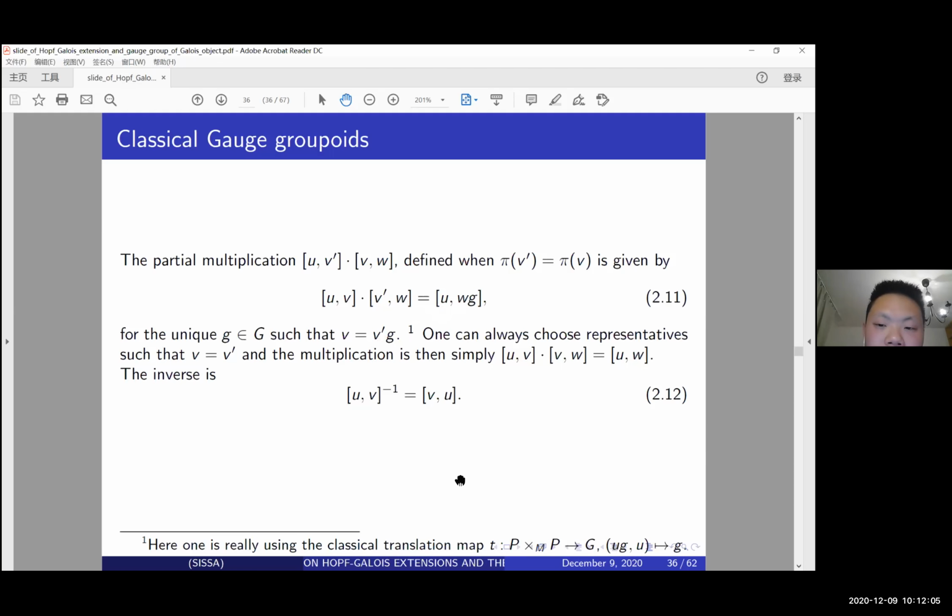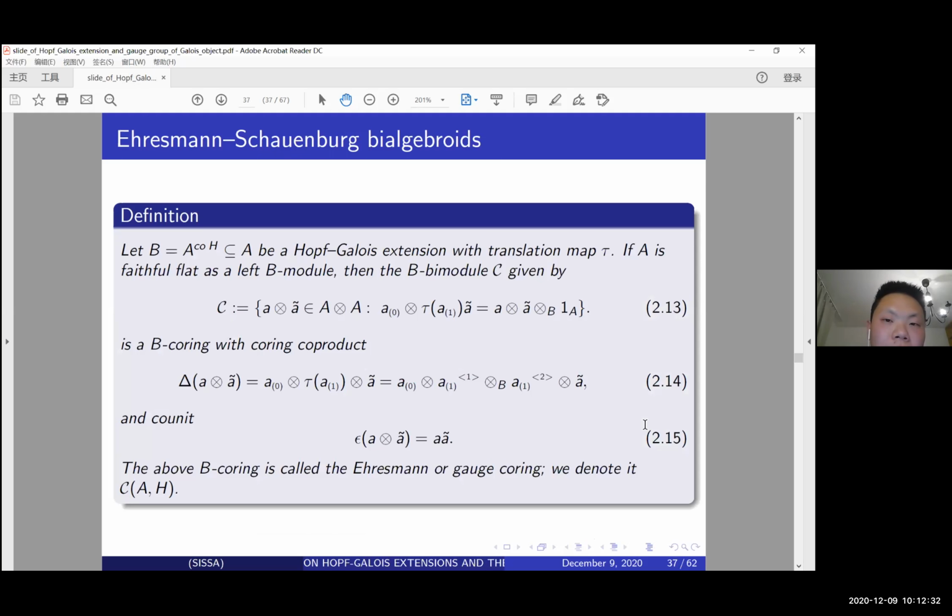Okay, so one can also choose a representative to make V and V' be the same. And in this case, the multiplication can be simply written as (U, V) times (V, W) equal to (U, W). And the inverse is just given by the flip of the order of U and V. That is in 2.12. Okay, so after this classical one, I will talk about the quantum groupoid.